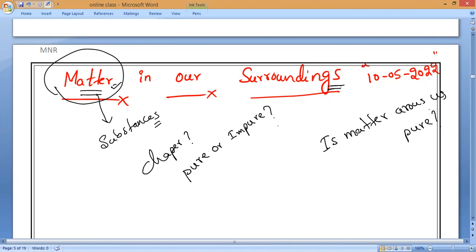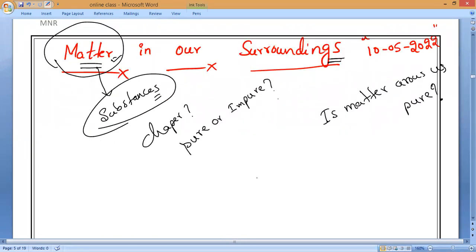So the primary step is, if you want to know whether a given substance is pure or not, first you need to identify what substance is present in our surroundings. Only later will we go to the purification, the pure or impure substance. Now, matter in our surroundings. Anything present in our surroundings, which you are able to see or not able to see, doesn't matter, which occupies space and has some mass, that is what we call matter.